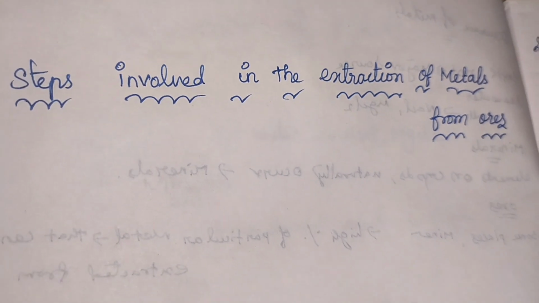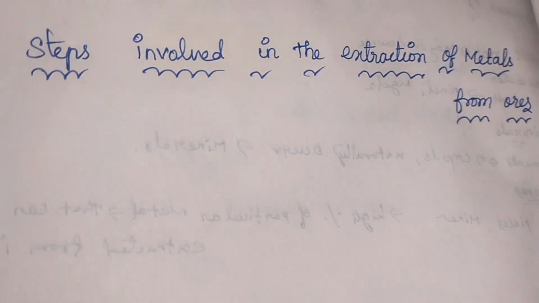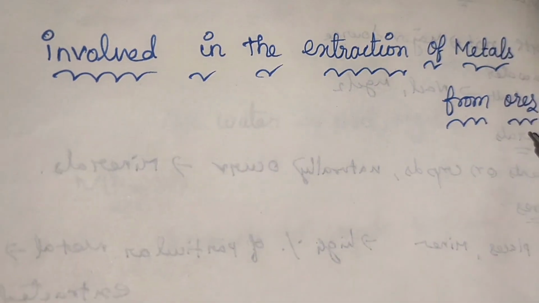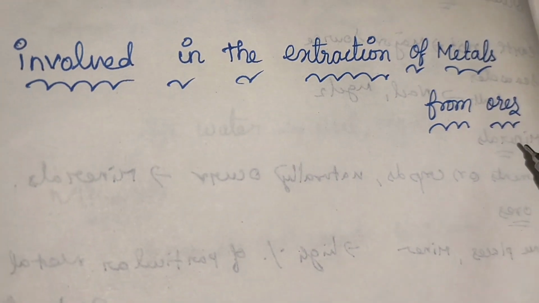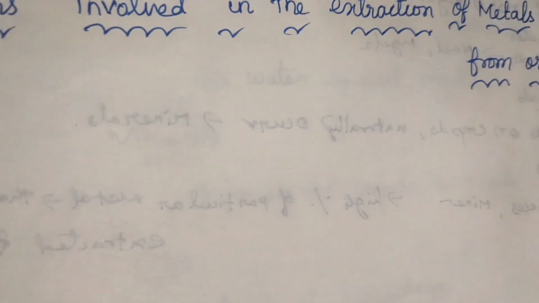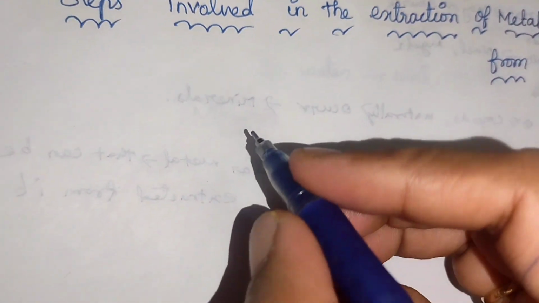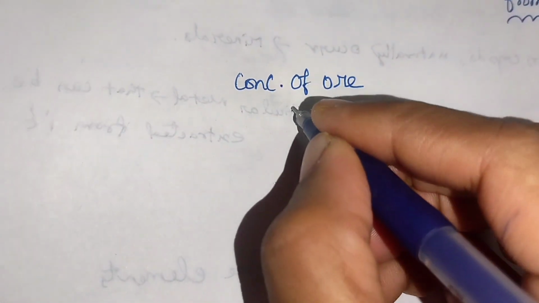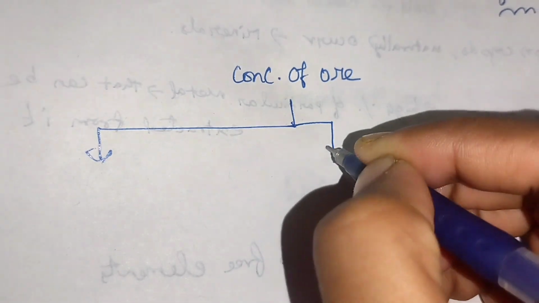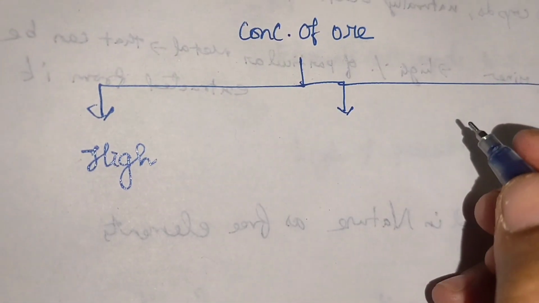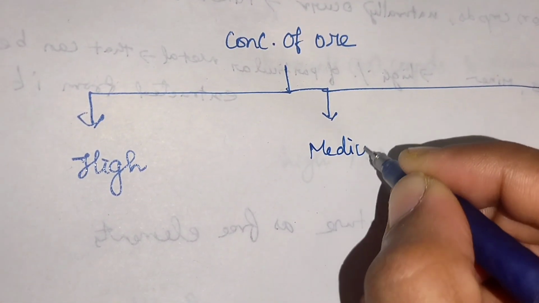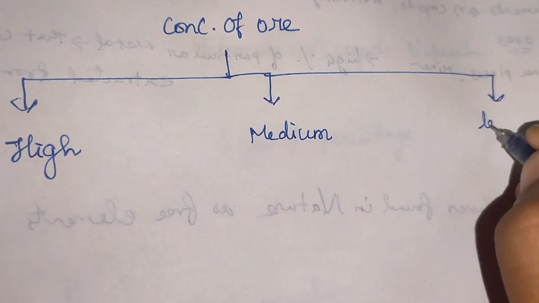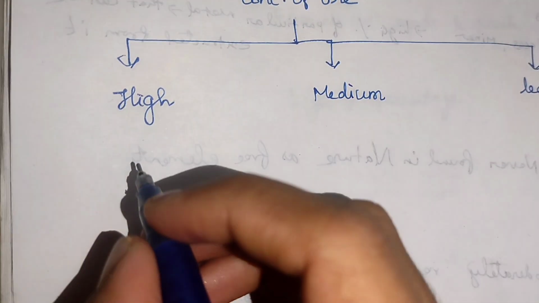Several steps are involved in the extraction of metals from their ores. Ores means the particular mineral which is present in a high amount, and it can be extracted through some steps. So we are going to extract the metal from its ore, and it contains more steps. Now we are going to take the concentration of ore. And I said the metals are in 3 states: highly reactive metal, medium reactive metal and least reactive metal. First we will see about highly reactive metal.